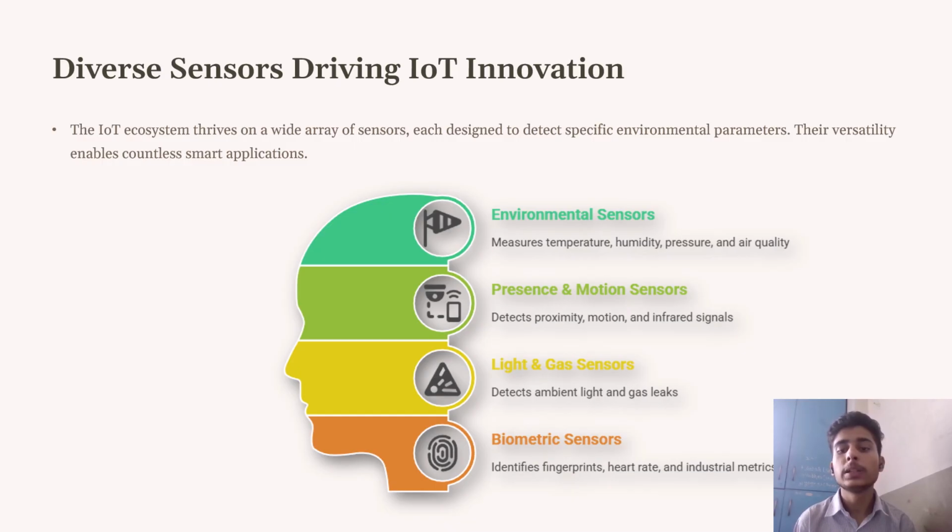Second category is presence and motion sensors. It mainly detects motion of any object and includes technology like infrared. Third category is light and gas sensors. It detects and monitors ambient light and other components in the atmosphere like carbon monoxide, etc. Fourth one is biometric sensors. It monitors biometric data like fingerprints, heart rate, facial recognition, etc.